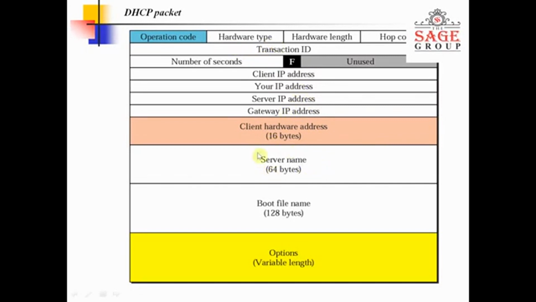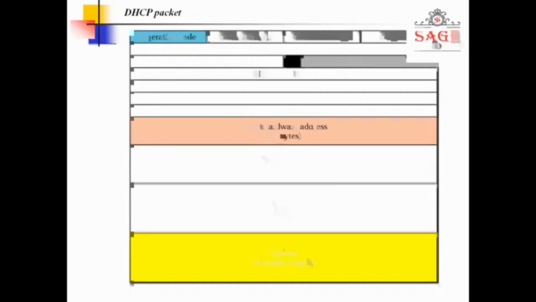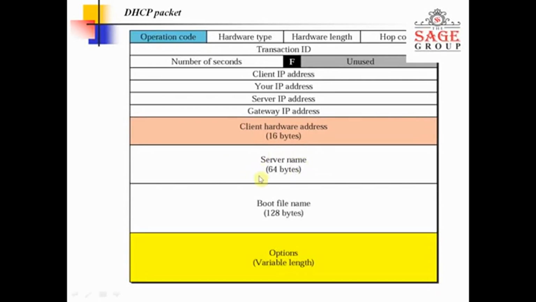That is known as server name. For example, google.com, yahoo.com, facebook.com, www.sirtbhopal.com, www.sageuniversitybhopal.com. These are mentioned in there. The hardware length of the server is 64 bytes.